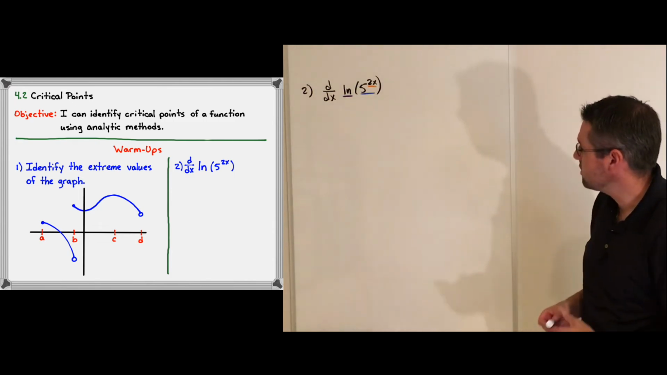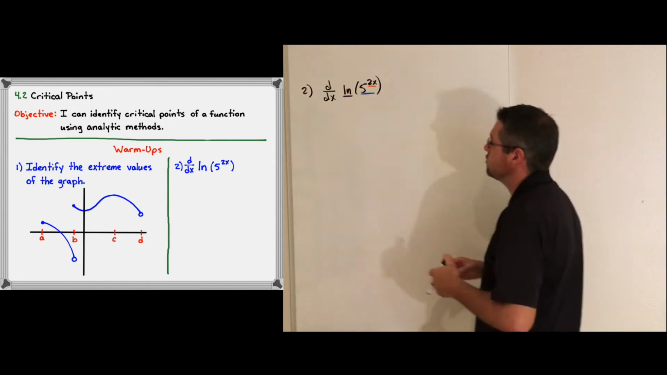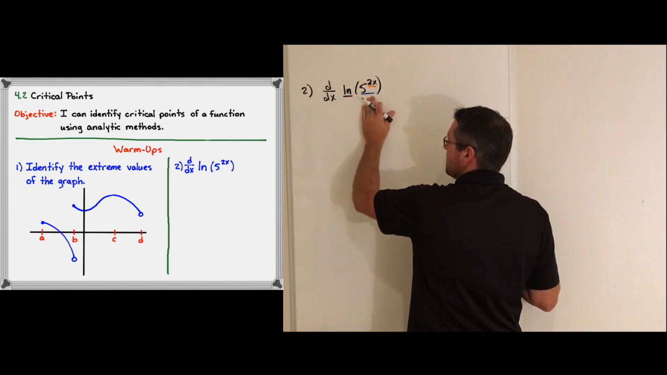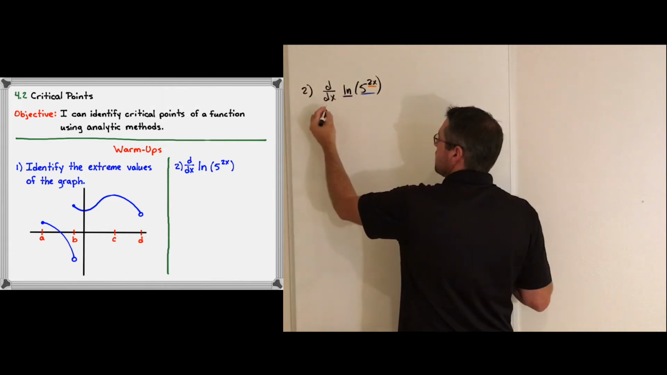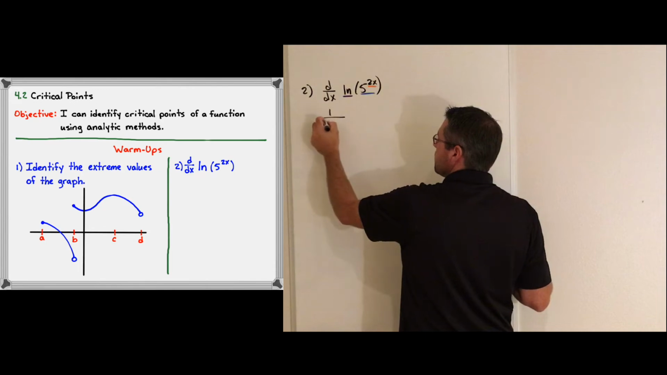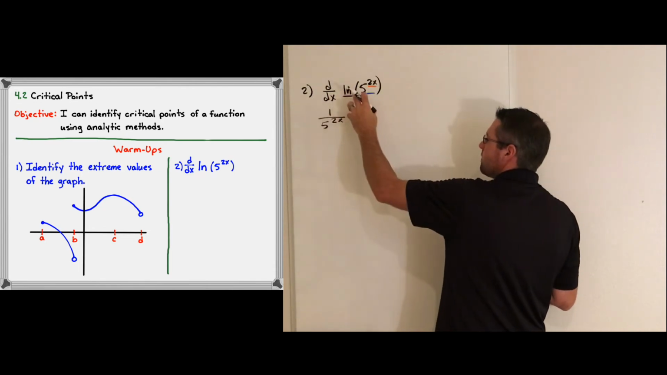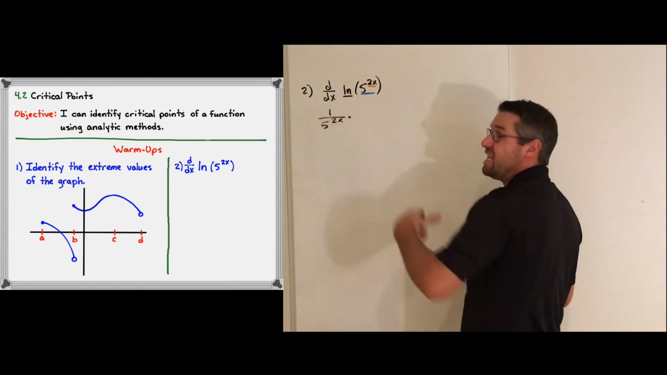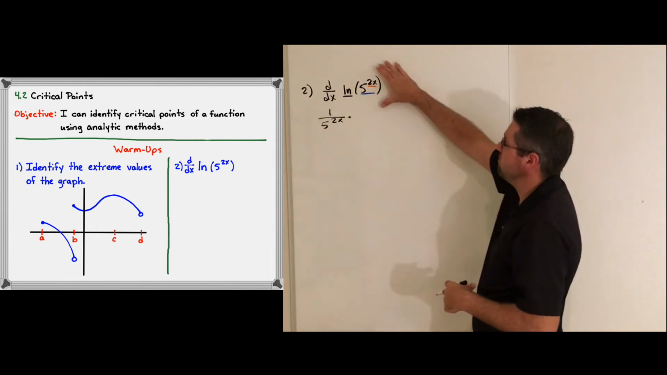So when we go to take the derivative of this, we take the derivative of the outside thing. So we're going to take the derivative of natural log of something. So the derivative of natural log is 1 over the inside. So 1 over 5 to the 2x. So now we've taken the derivative of natural log. Then multiply that by the derivative of the inside. So we have 5 to the 2x.